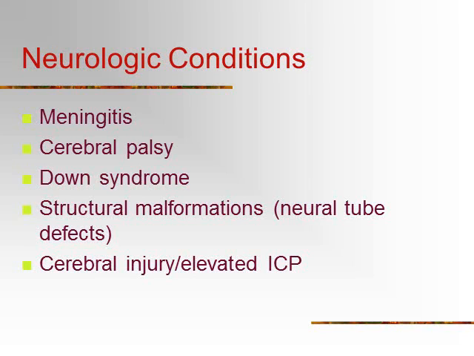Okay, so we're going to talk about some neurologic conditions today, including meningitis, cerebral palsy, Down syndrome, structural malformations, and cerebral injury or elevated ICP.